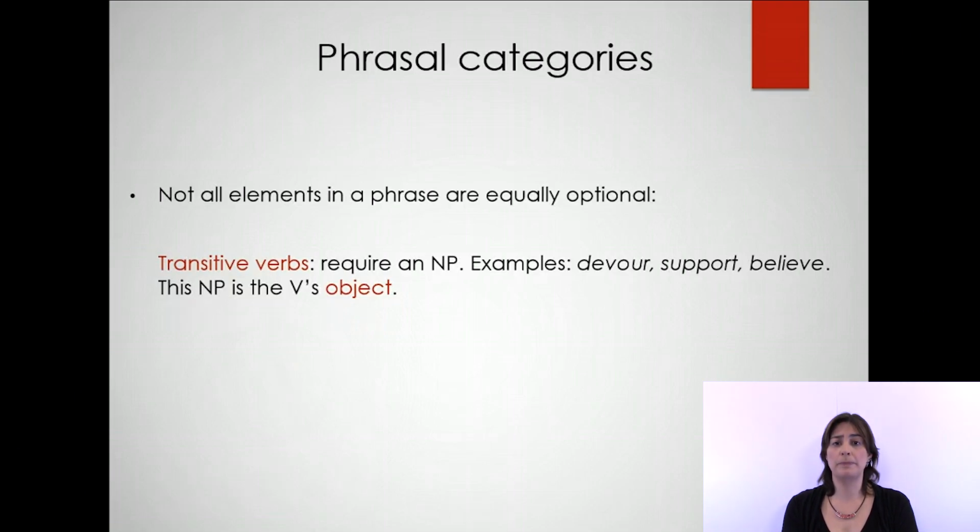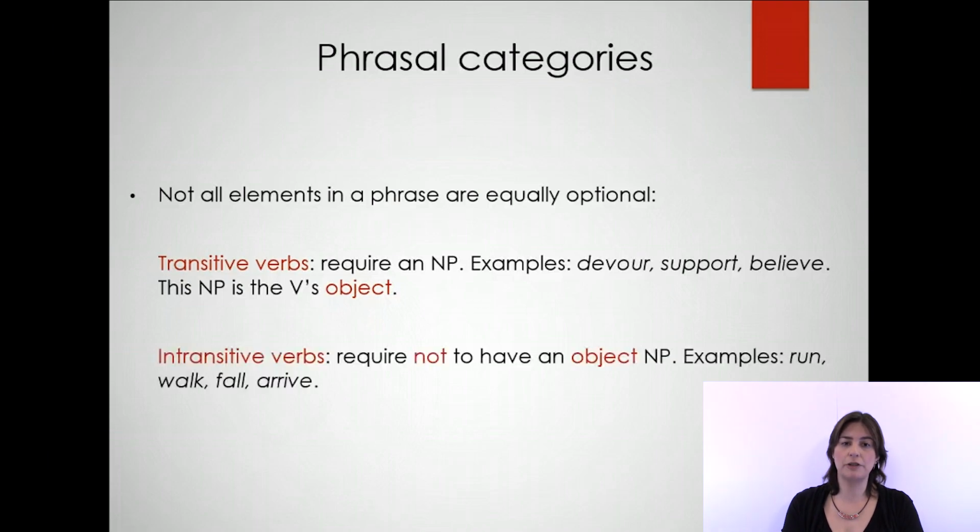The same with support. You can say, I support your proposal, but not, I support, without any NP following the verb. This NP, the pizza and the proposal, are the verb's object, and they are complements in their VP, as opposed to modifiers or adjuncts. That is how other elements within the VP are usually called, such as in 5 minutes, in I devoured 2 pizzas in 5 minutes. Intransitive verbs, on the other hand, require not to have an object.